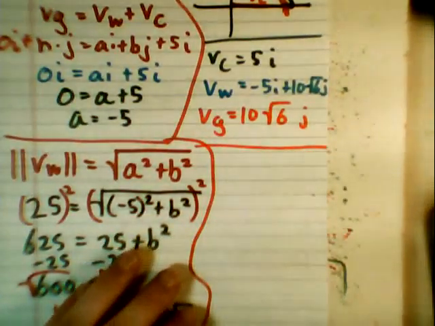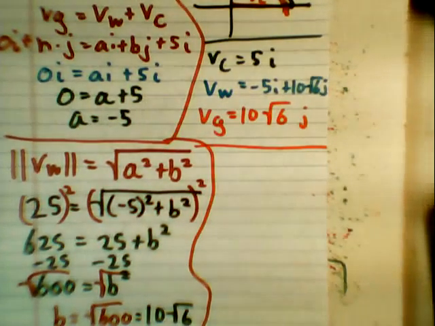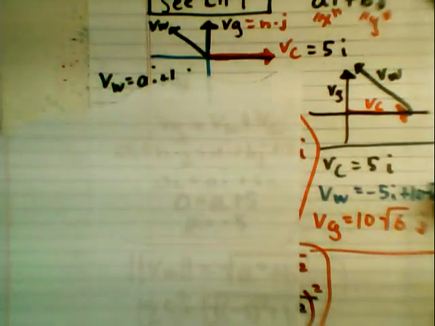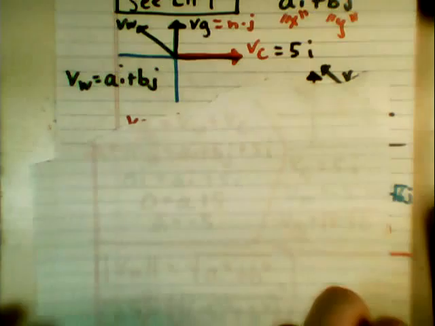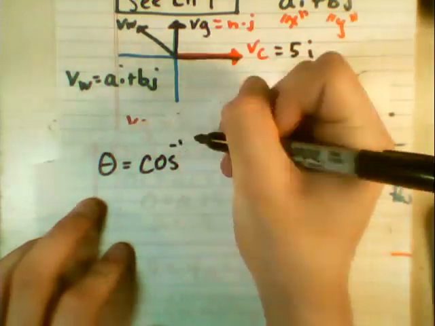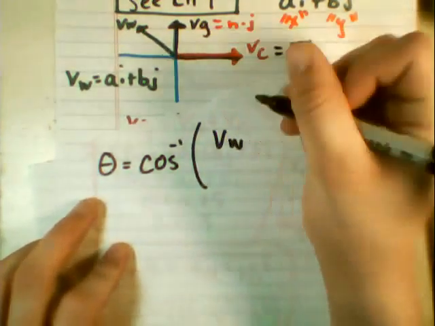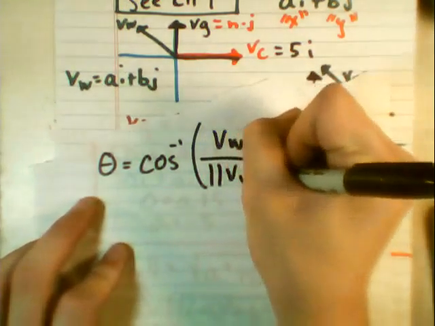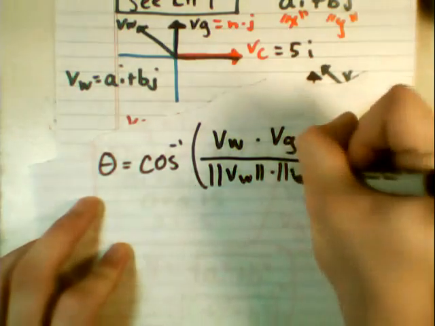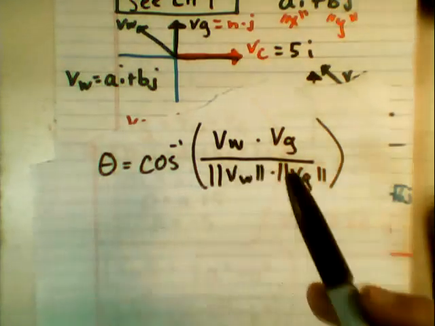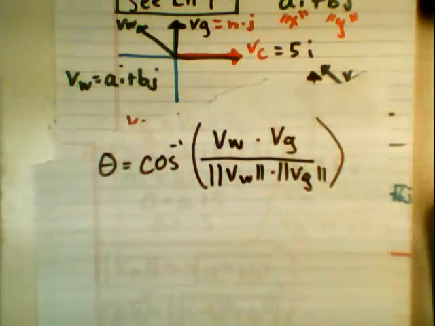So we're going to use this weird equation. Let me actually get some paper first. We're going to use this weird equation. And it's theta, which is the angle we're looking for, equals cos inverse of VW, which is the vector, times VG, divided by the magnitude of VW, times the magnitude of VG. Okay, so now we have that.